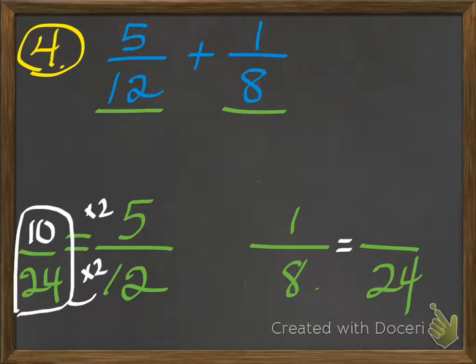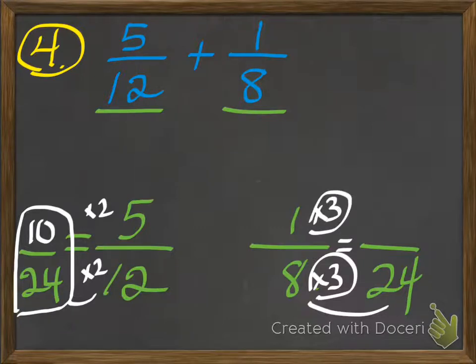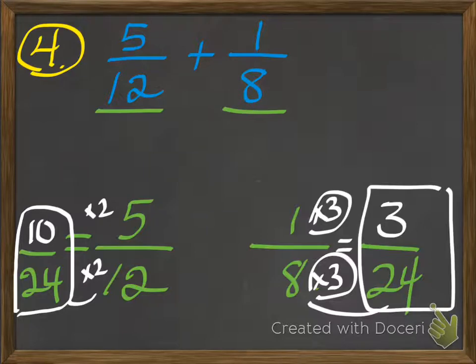Then I'm going to change 1/8 to 24ths. I have to get from 8 to 24. 8 times 3 equals 24. Whatever I do to the bottom, I have to do to the top. So I take the top times 3 also, and 1 times 3 is 3. So now I have 10 24ths and 3 24ths.